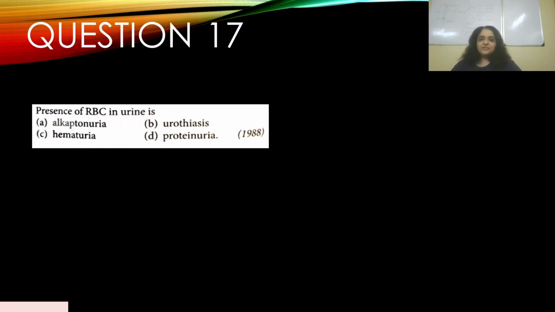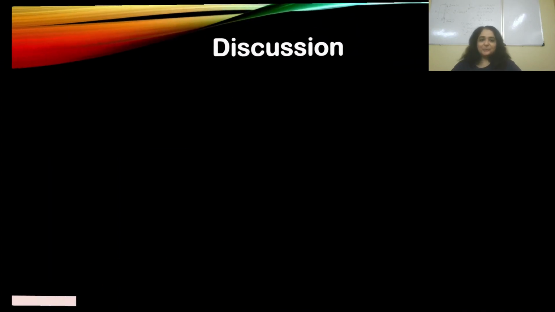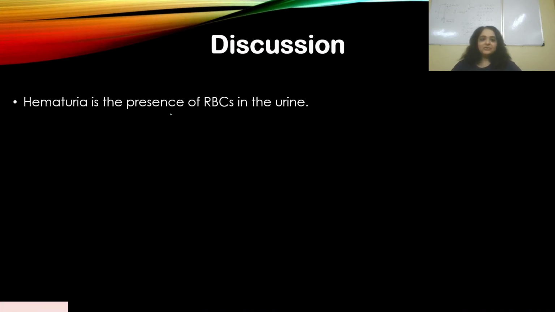Presence of RBC in urine is, this appeared in 1998. Presence of RBC in urine is hematuria. It's hematuria, the presence of RBCs in urine. So let's answer C. The others are clearly incorrect. We'll go to the discussion. So hematuria is the presence of RBCs in the urine.